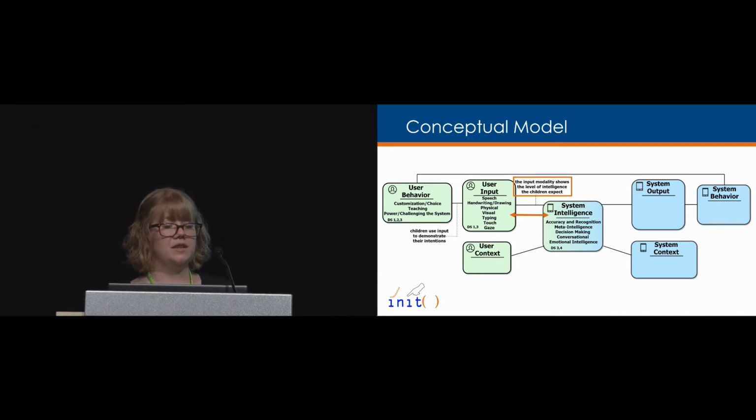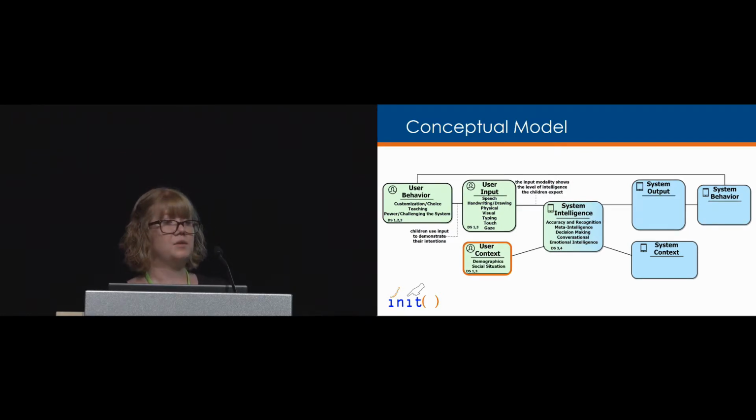So we connected user input and system intelligence together because user input was related to the level of intelligence that the children expected to see. For example, for the system to understand speech, handwriting, and other forms of input such as gaze and emotion.